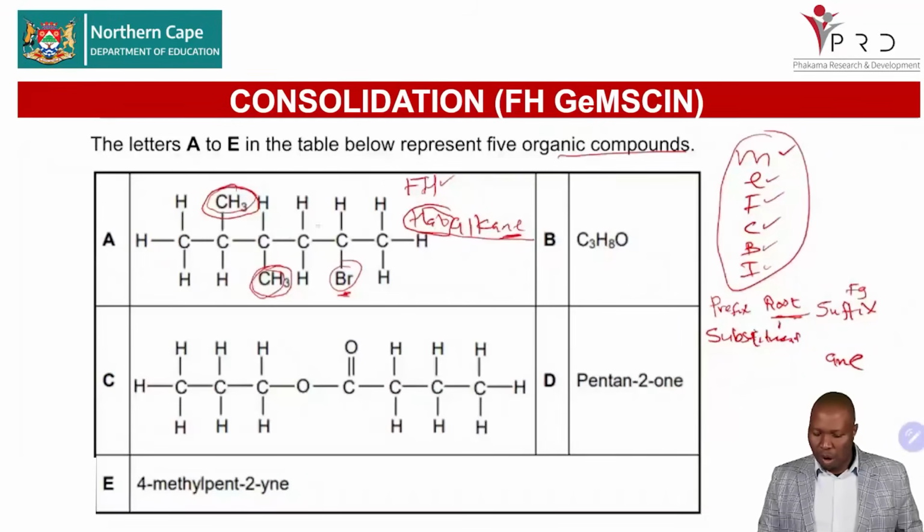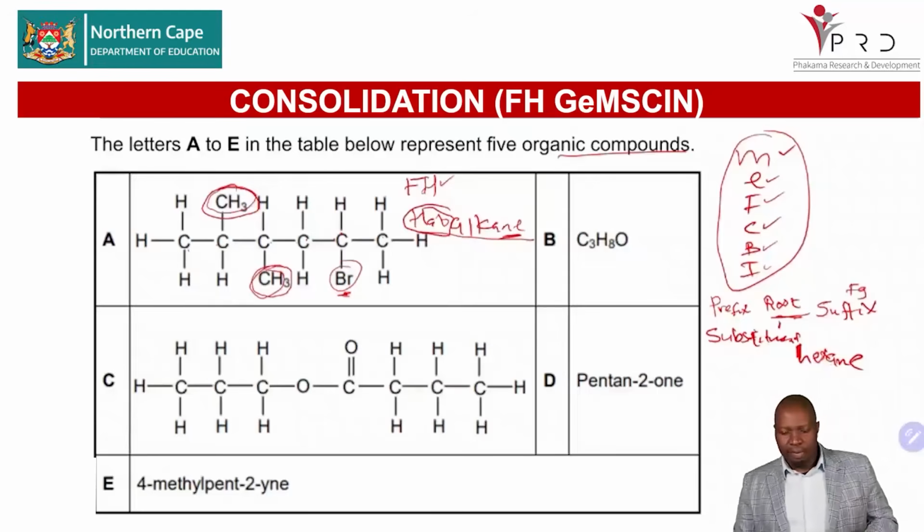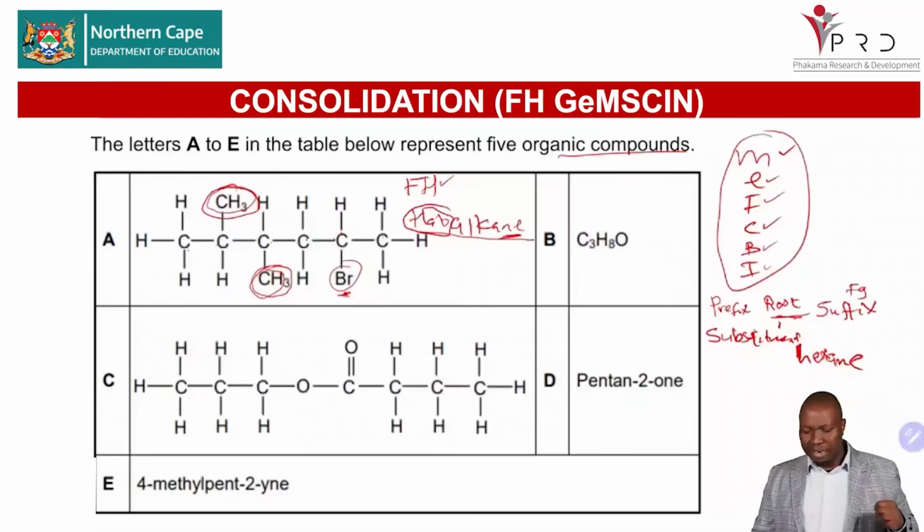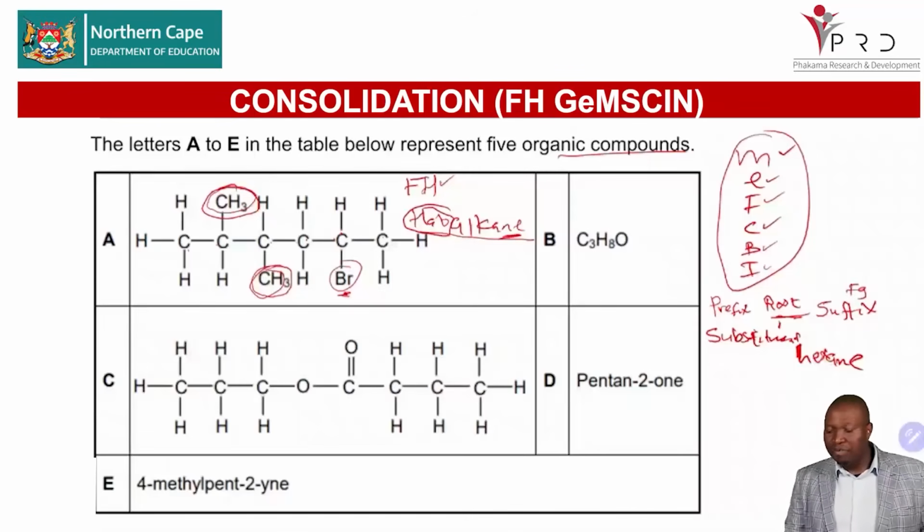So it's 1, 2, 3, 4, 5, 1, 2, 3, 4, 5, 6. So it's hex. So you're able to say it's hex. So it will be hexane. But do you have visitors? Yeah, definitely. We have a visitor from the right.